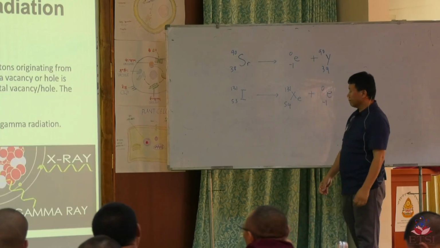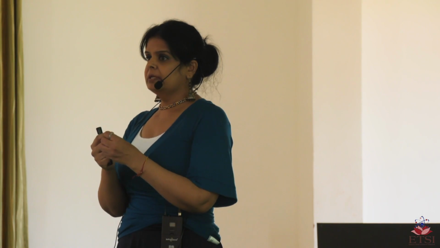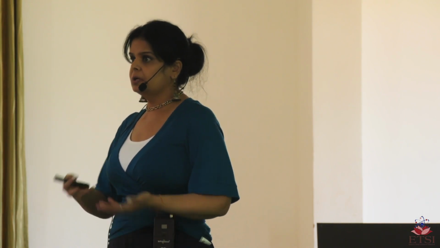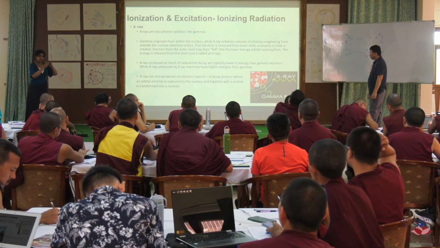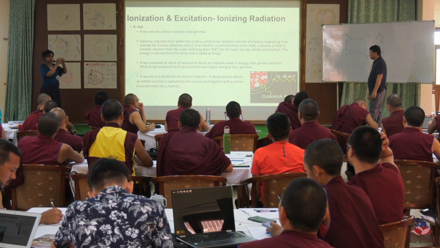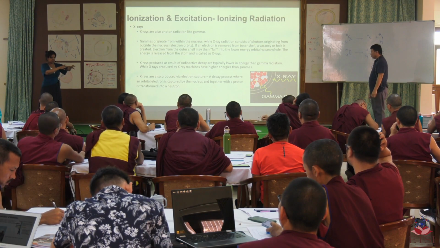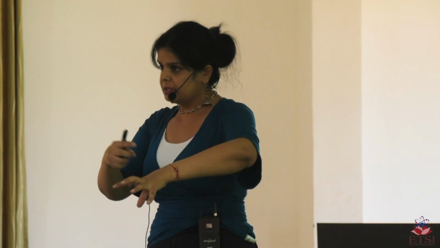So now what are X-rays? So X-rays are also like gamma photon radiations. These are also photons. But we have seen that gamma originates from within the nucleus, right? How is gamma produced? When the nucleus de-excites itself to the ground state, then gamma is emitted.